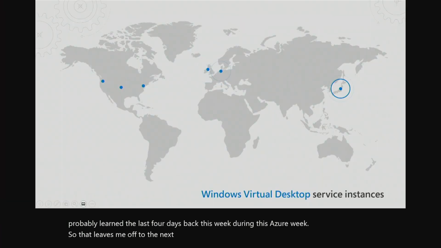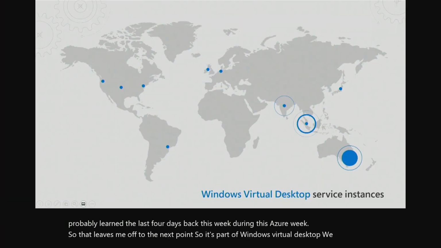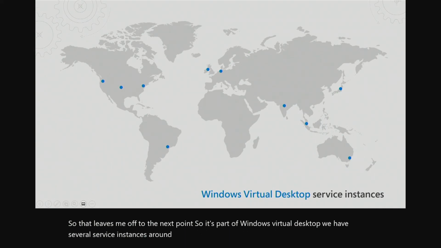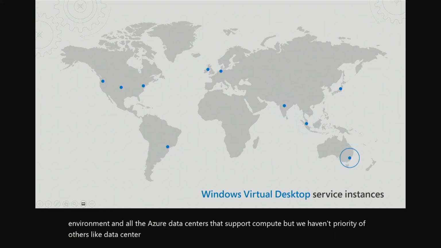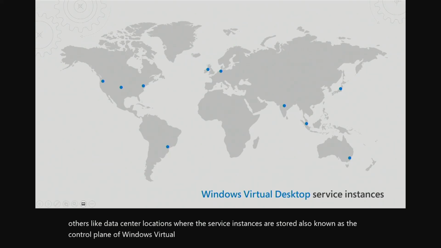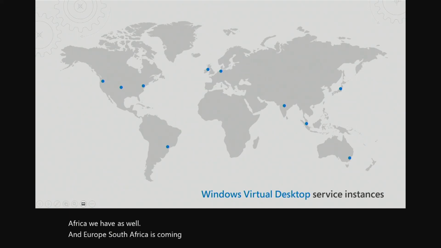As part of Windows Virtual Desktop, we have several service instances around the globe. You can deploy your Windows Virtual Desktop environment in all the Azure data centers that support compute. But we have a variety of other data center locations where the service instances are stored, also known as the control plane of Windows Virtual Desktop. So we have a lot of services in the USA and we have them as well in Europe. South Africa is coming, by the way. I have a slide on that later on, the next slide to be specific.